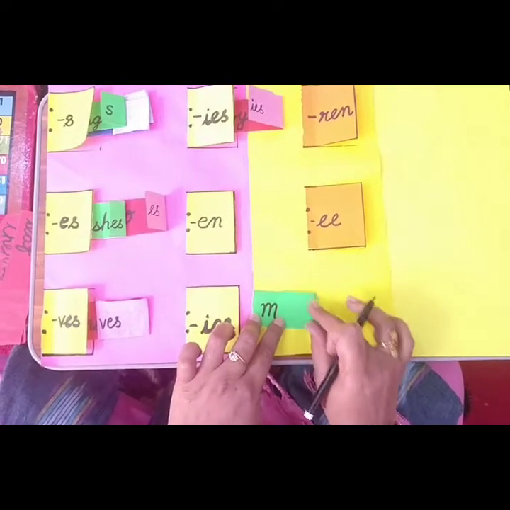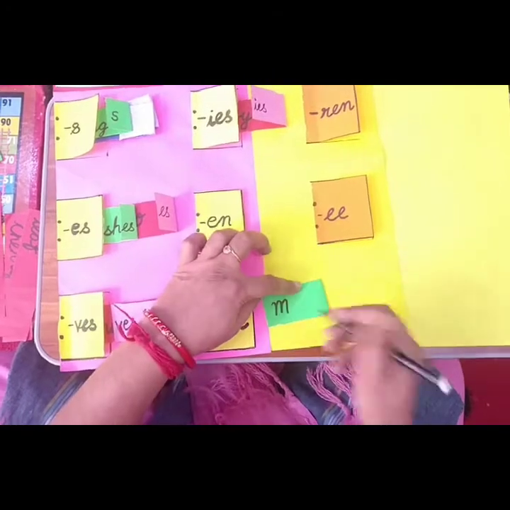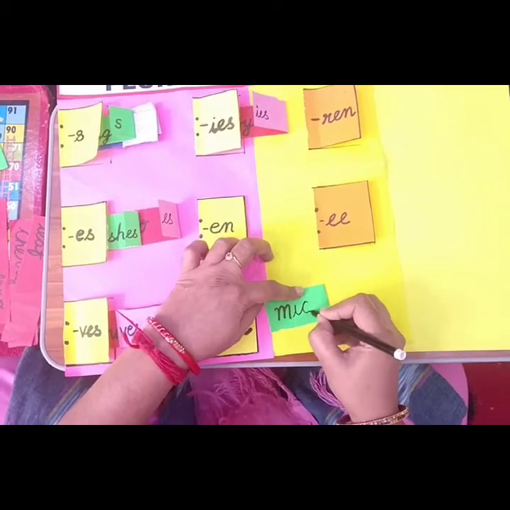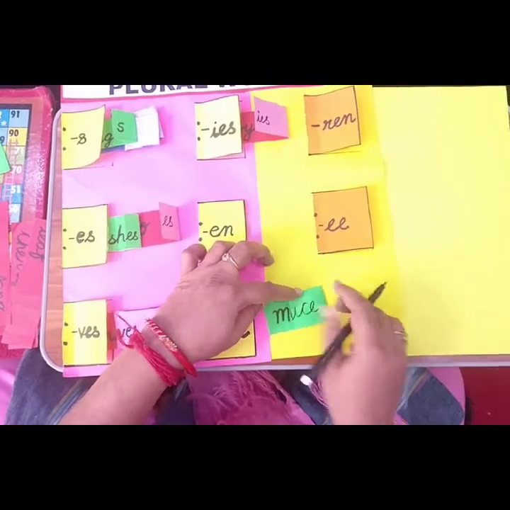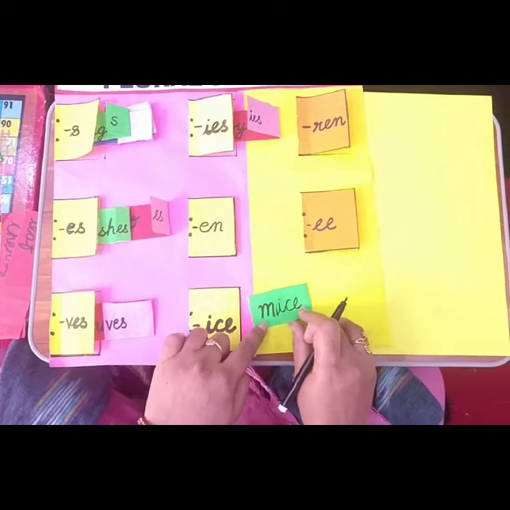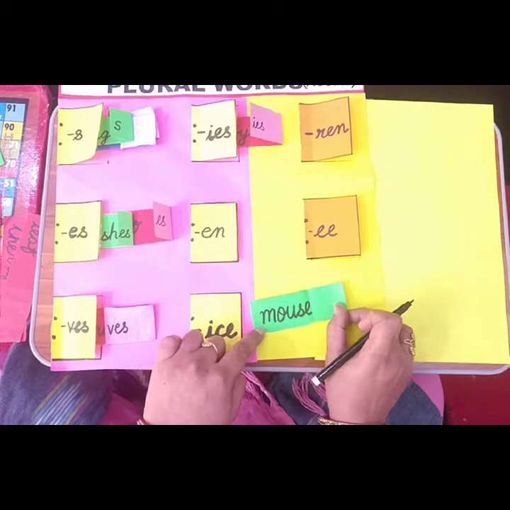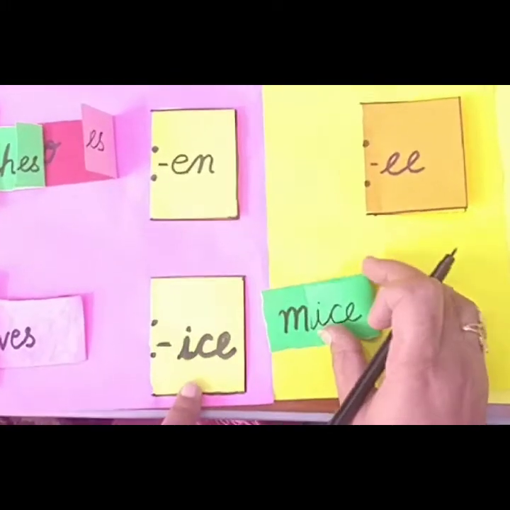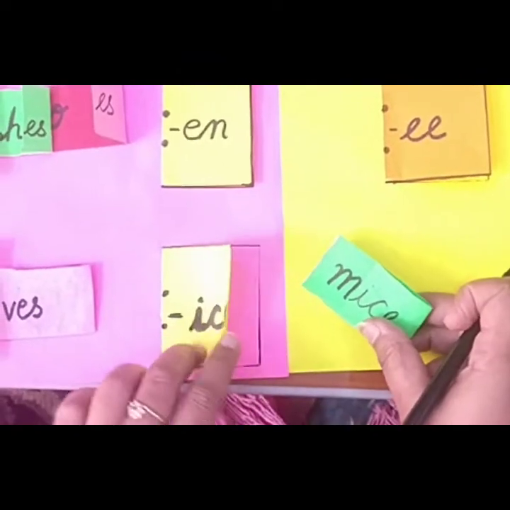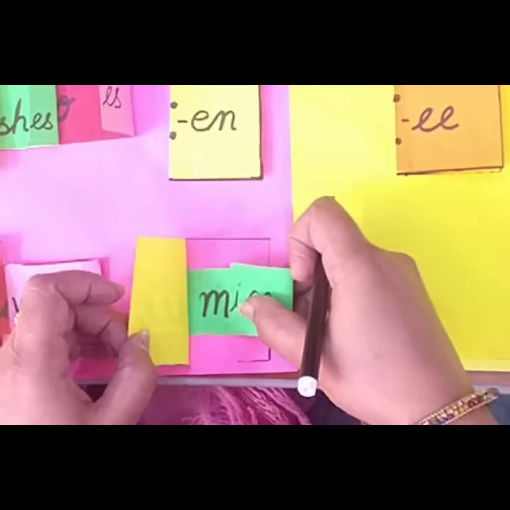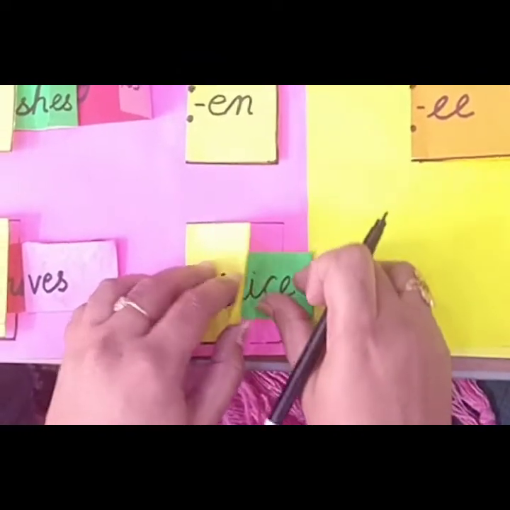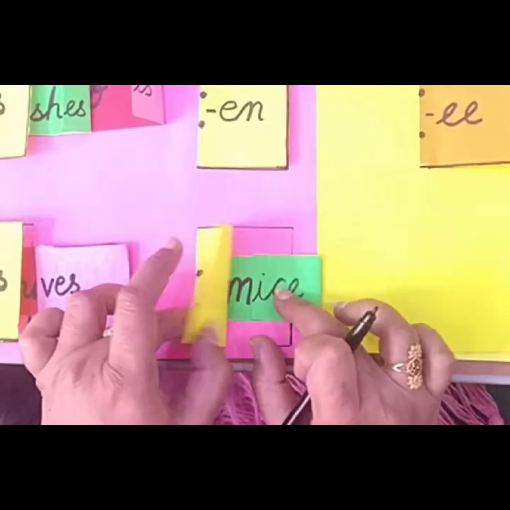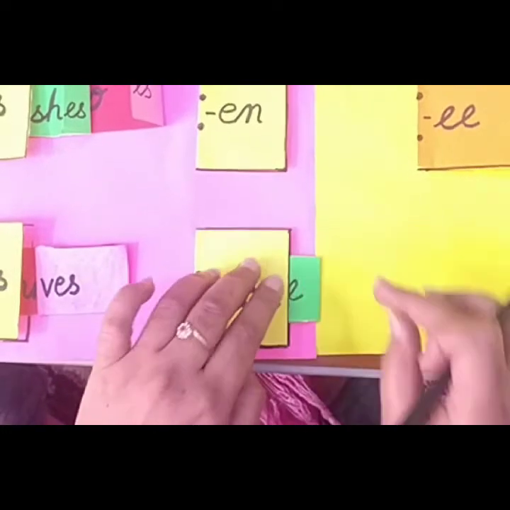So we'll fold the chit like that. The mouse will become mice. So plural of mouse is mice. If you see, the whole word got changed here. Mouse, mice. So we'll put it under the book cover ICE. So here I changed the vowel. The mouse has become mice. Mouse, mice. We'll paste it here.